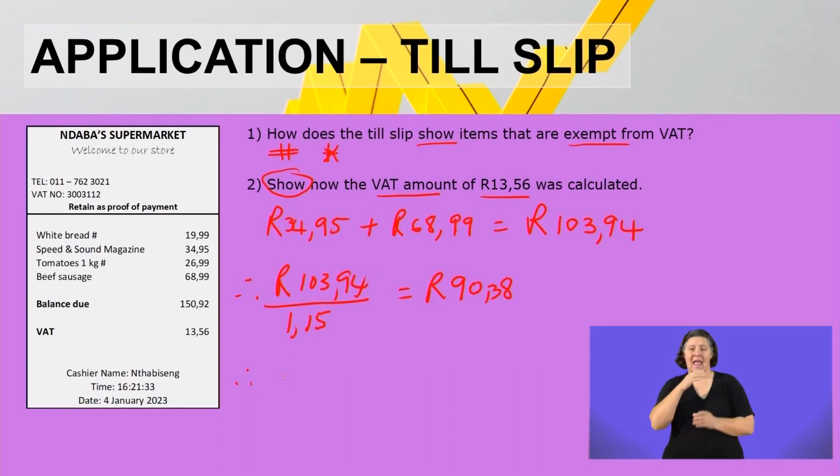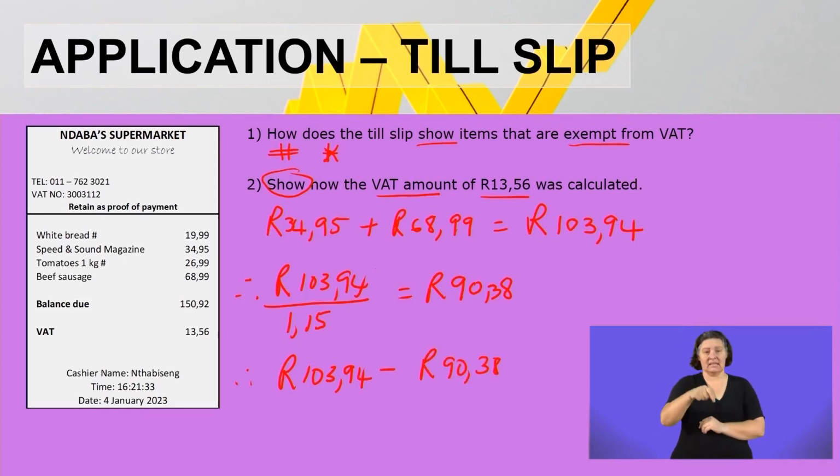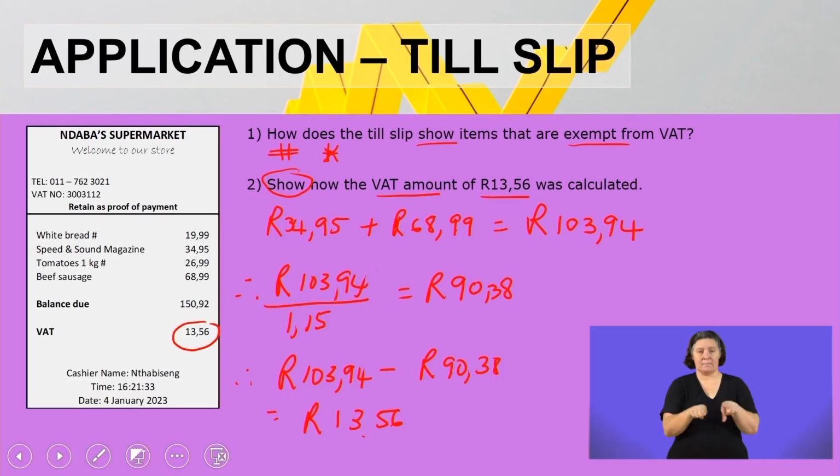So therefore, I'll take 103 Rand and 94 cents minus 90 Rand and 38 cents and see what that will give us. So that gives you the total of 13 Rand and 56 cents, as indicated on our till slip. All right, guys, I hope that is clear to all of you. Let's carry on with our next sum.